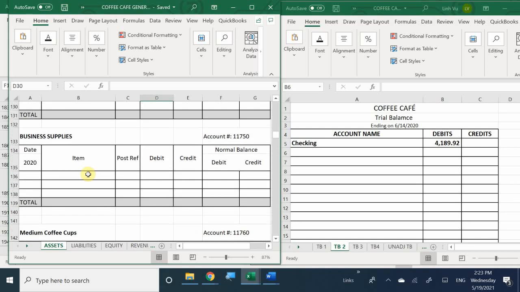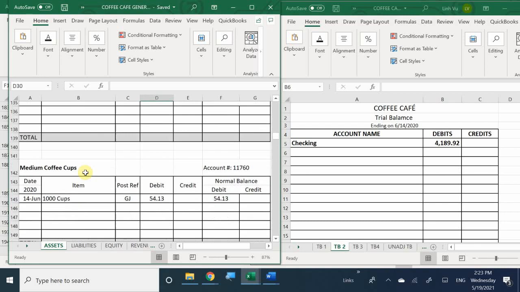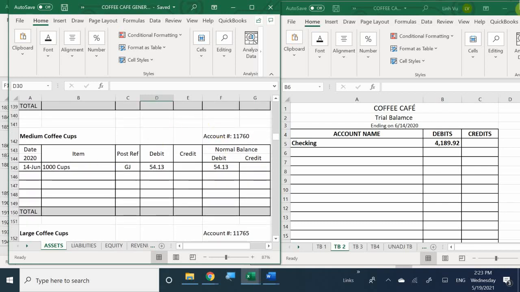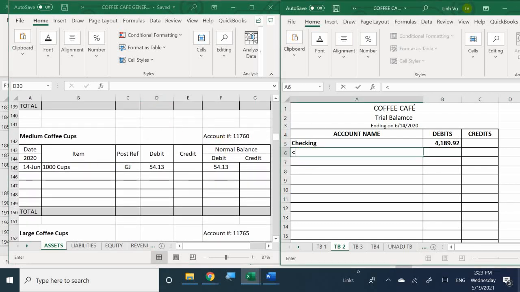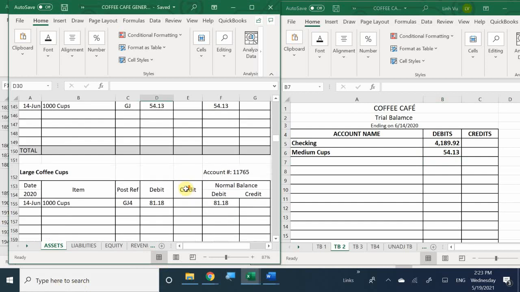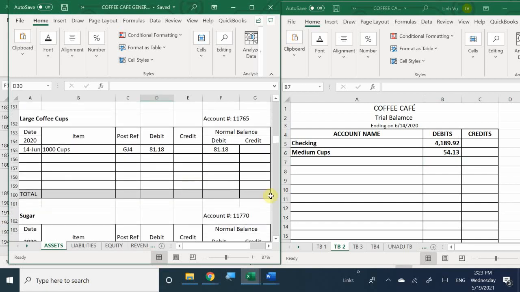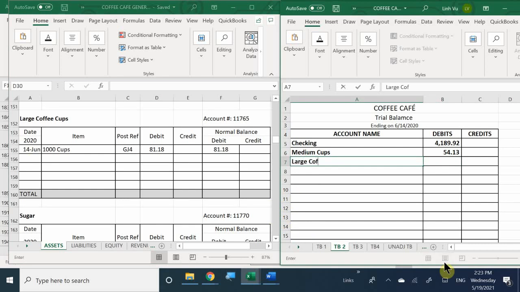All right. Next one we have is business supplies. Yes, we did buy business supplies, starting off with medium cups. We purchased medium cups. On the debit side, for how much? $54.13. Okay. Next we have our large coffee cups, for a total of $81.18.